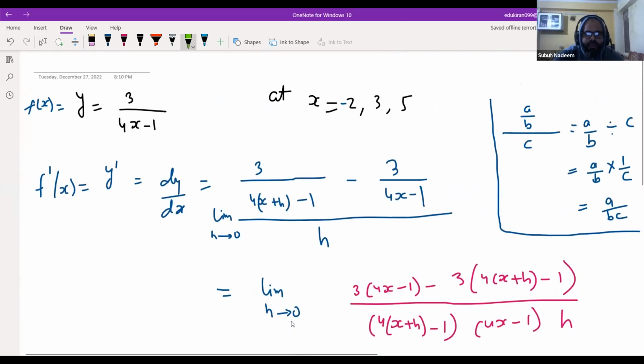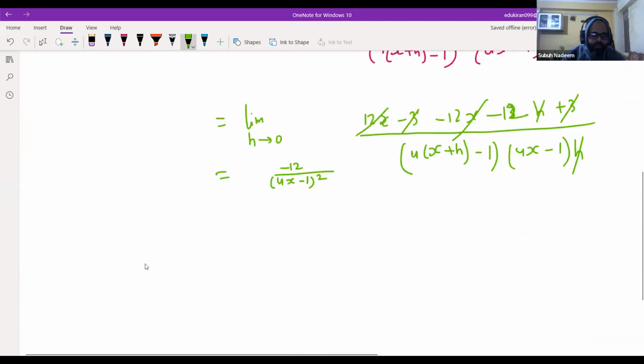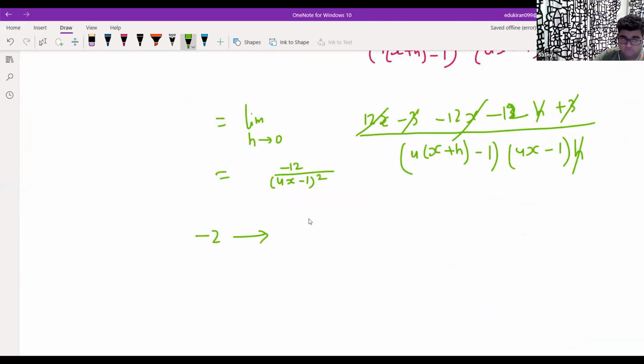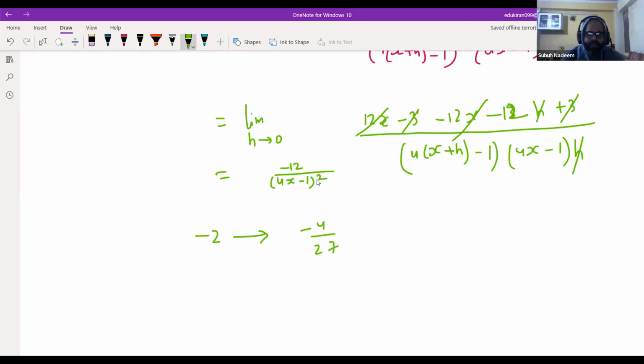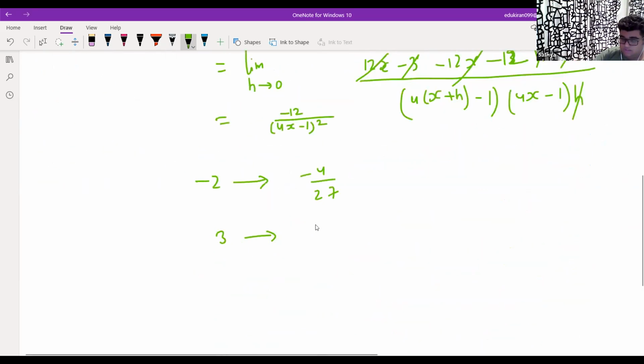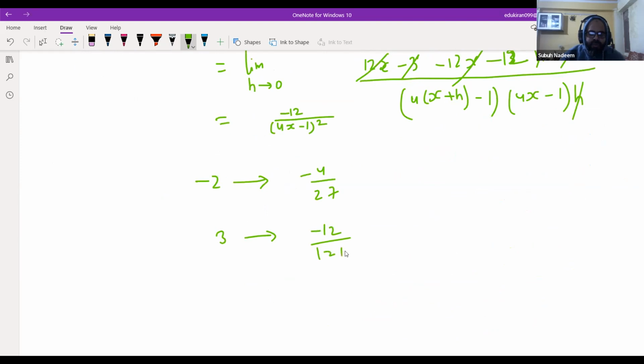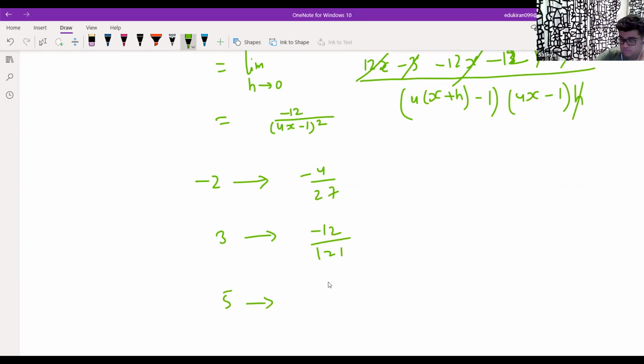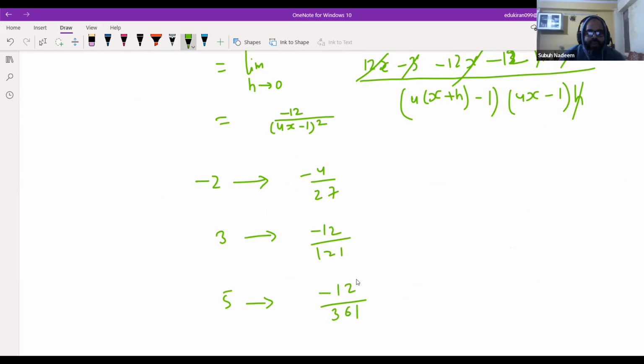Now you have put minus 2, 3, and 5. So on putting minus 2, what are you getting as the value? Minus 4 by 27. Let me check. Minus 8, minus 9, so it will be 81, 27 will be 3 times. Yes, correct. Then for 3, what are you getting? Minus 12 by 121. So this will be correct. And then 5: minus 12 by 361, so 19 square. Okay, correct.